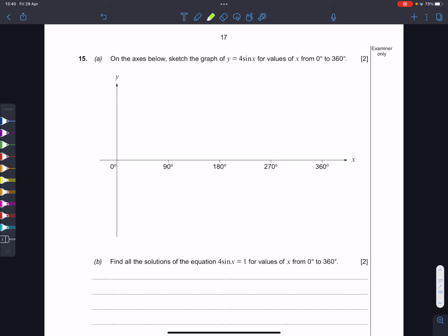Okay, so with a graph here, a sine graph from 0 to 360, we should know that a normal sine graph starts at 0, then goes to 1, goes back to 0, down to -1, up to 0. So it should look something like that. However, the use of this 4 means it's going to be vertically stretched. So it's going to be stretched by a factor of 4. So instead of it going up to 1, it's actually going to go up to 4.